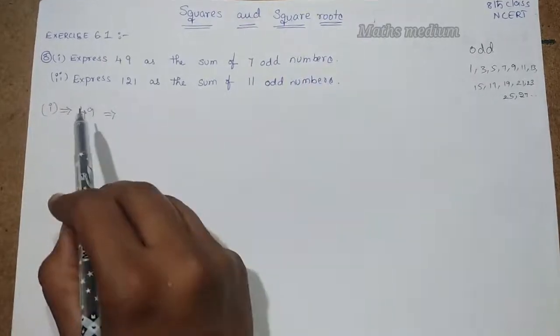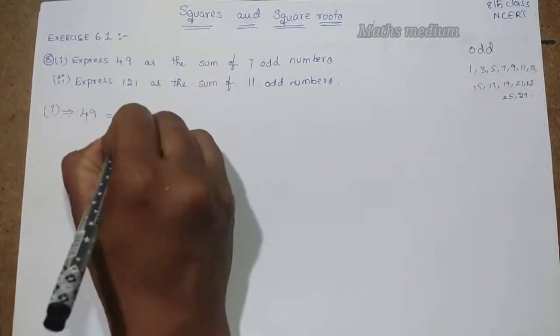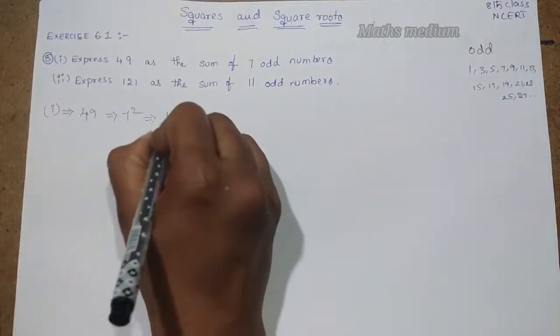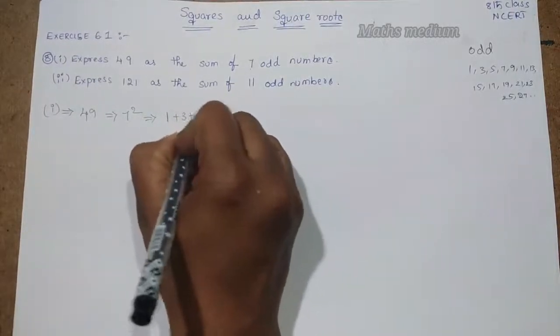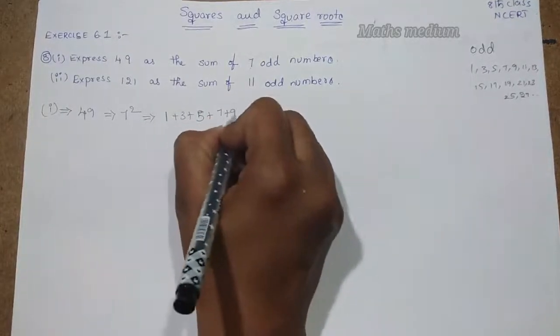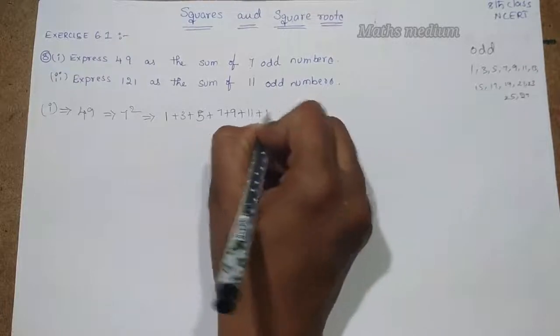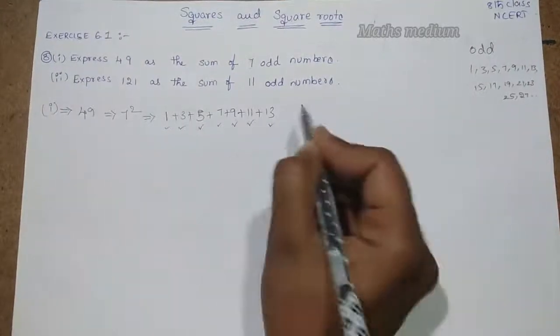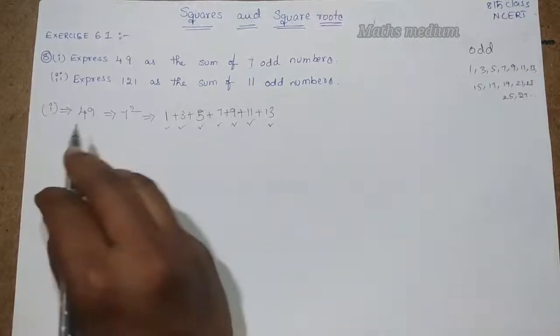Now here, 49. In order to get 49, what is the square number? 7 square. So 7 square from the first 1, 3, 5, 7 plus 9 plus 11 plus 13. 1, 2, 3, 4, 5, 6, 7. 7 odd numbers expressed as 49.